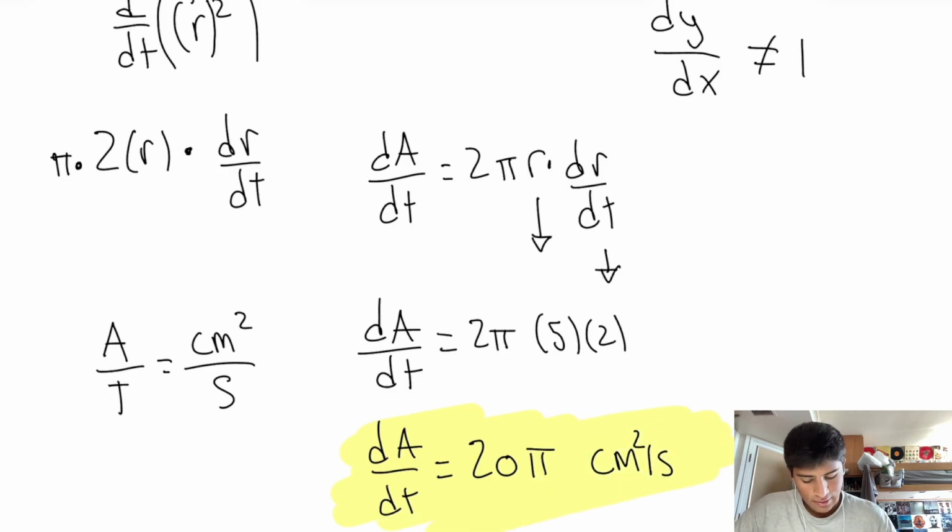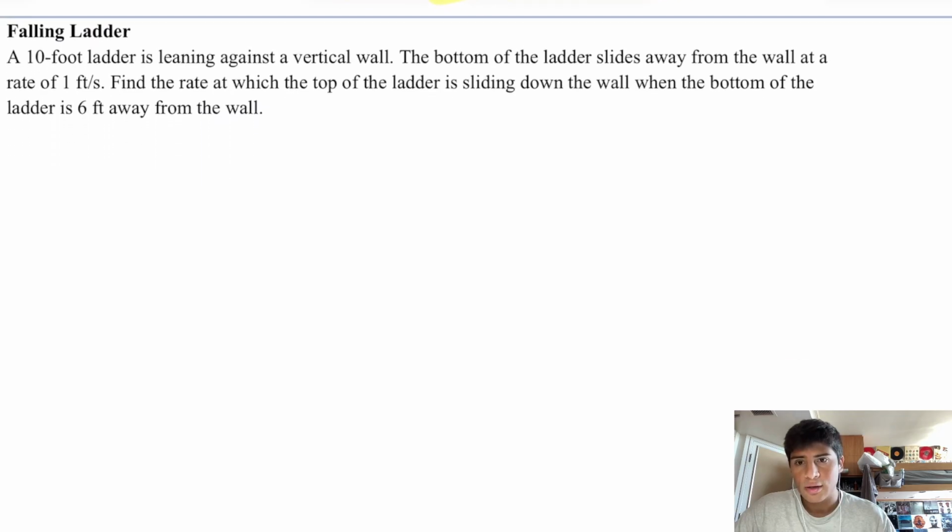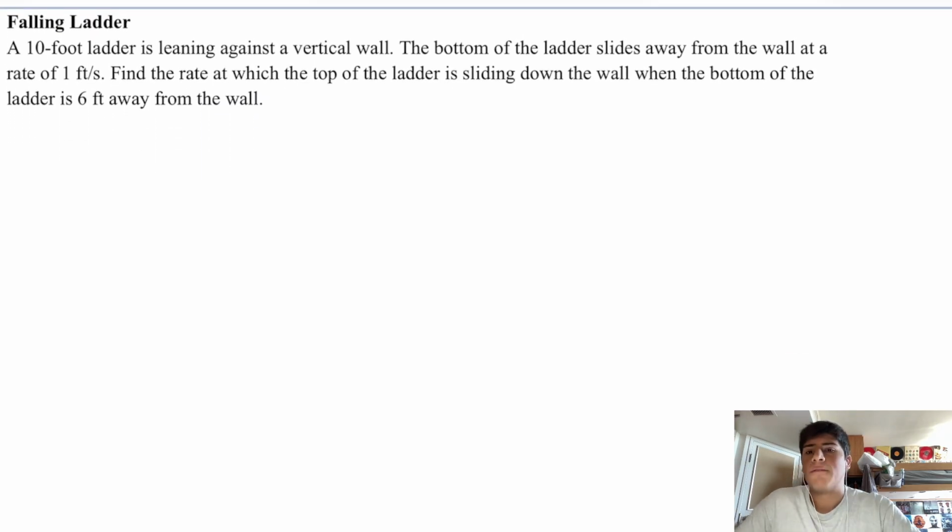All right, let's move on to our next one. A falling ladder. A 10-foot ladder is leaning against a vertical wall. The bottom of the ladder slides away from the wall at a rate of 1 foot per second. Find the rate at which the top of the ladder is sliding down the wall when the bottom of the ladder is 6 feet away from the wall. Okay, this is a lot.